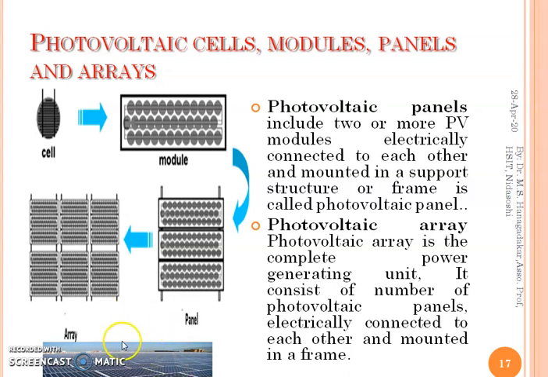Let us see this diagram. You can observe that several arrays have been arranged in a large land area to produce a large amount of current. This is one of the important parts of this chapter: photovoltaic cells, modules and arrays. You may get a question: explain the diagram of photovoltaic cells, modules, panels and arrays.